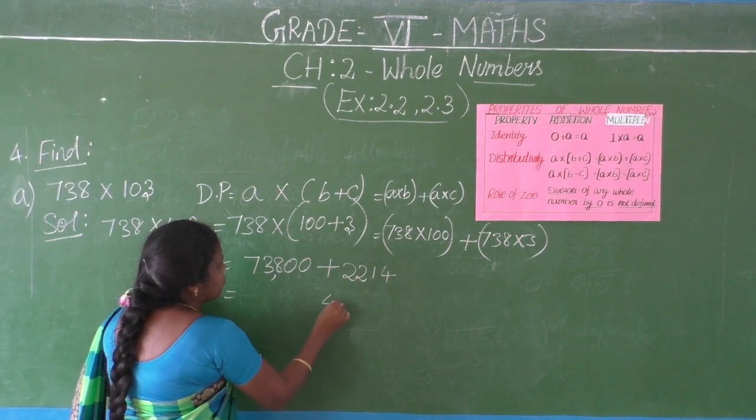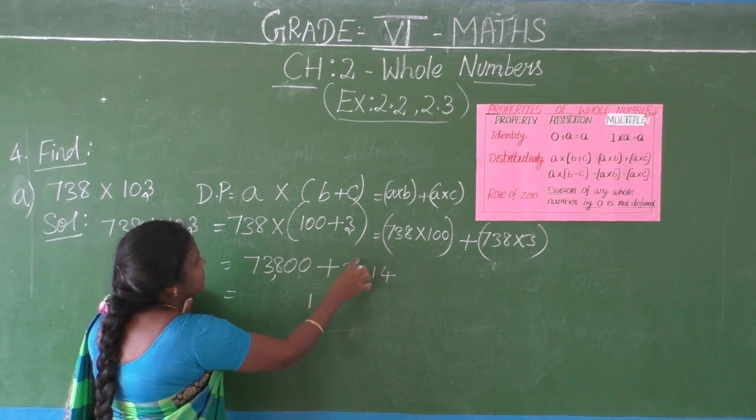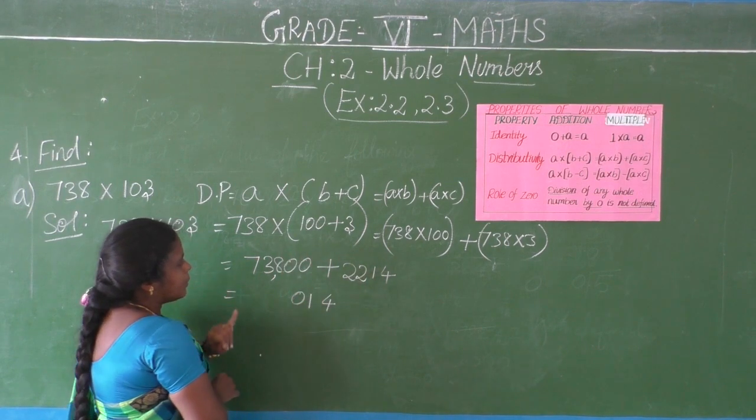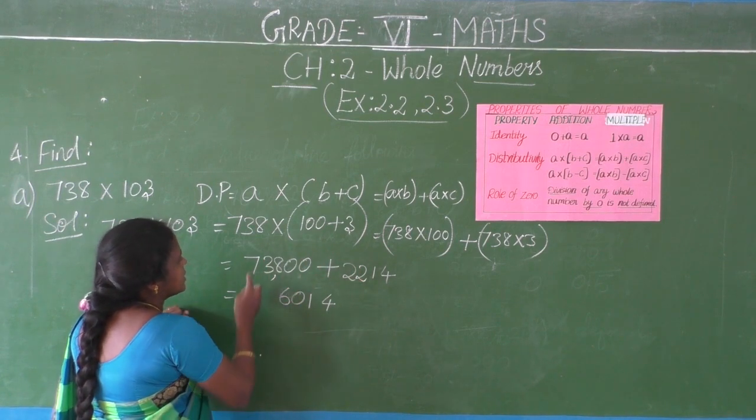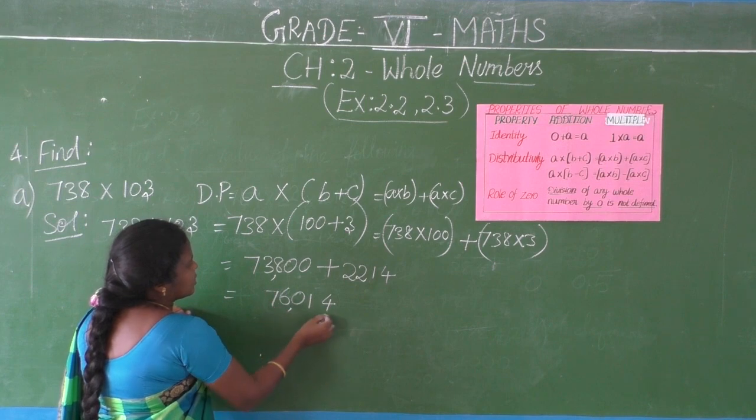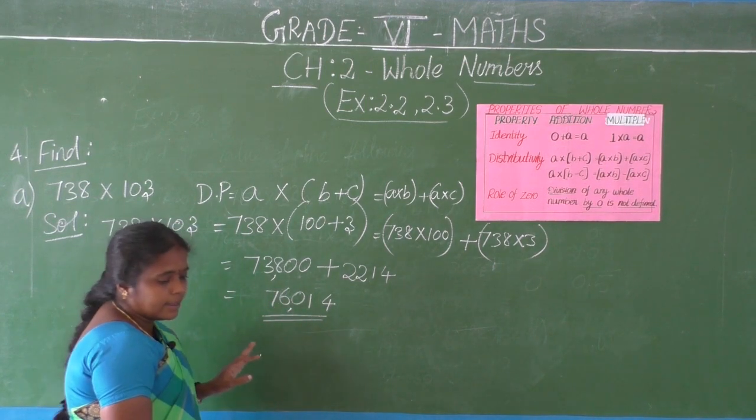So 0 plus 4, 4; 0 plus 1, 1; 8 plus 2, 10, remainder 1; 3 plus 2, 5; 5 plus 1, 6; 7 as it is. So 76,014, that is the answer. Clear?